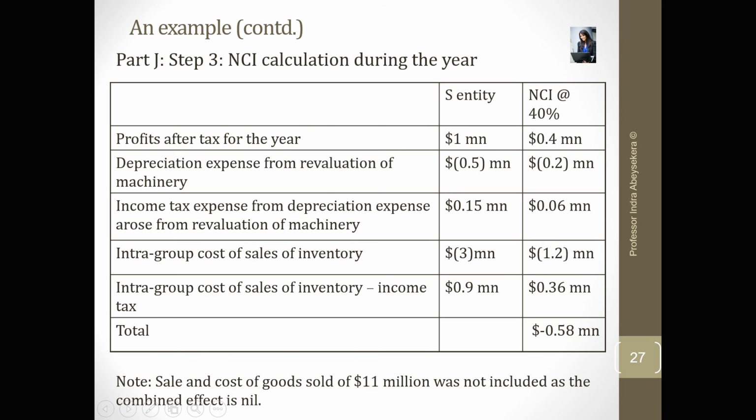We don't necessarily include the sales and cost of goods sold of 11 million, although they're current period transactions, because the net effect is 0. If you do want to, you can add it, but the net effect is 0. So it's not added here. It's not shown here.